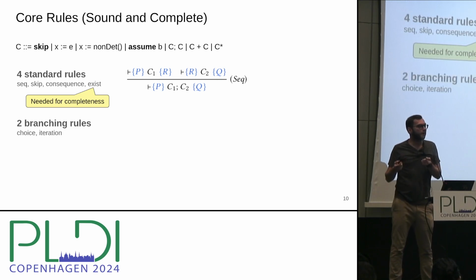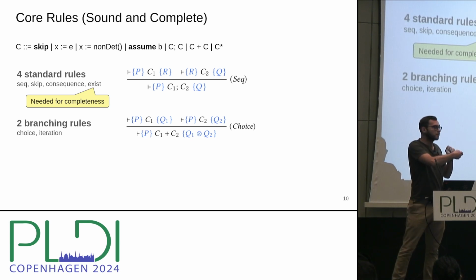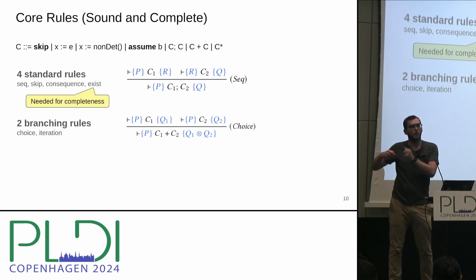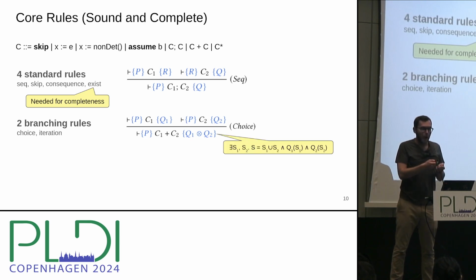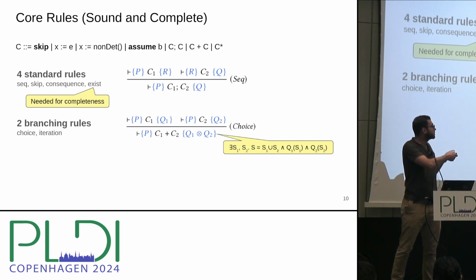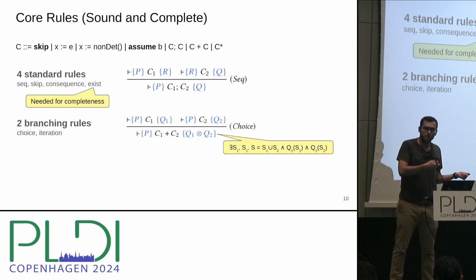Then we have 2 rules for branching, so for non-deterministic choice and non-deterministic iteration. Those rules are a bit less standard. So this rule says that if we can obtain a set of states that satisfy Q1 by executing C1 in a set of states that satisfies P, and the same for C2 and Q2, after executing C1 plus C2, so this is a non-deterministic choice. It means we non-deterministically execute either C1 or C2. We will obtain a set of states that can be seen as the union of a set S1 that satisfies Q1 and a set S2 that satisfies Q2.